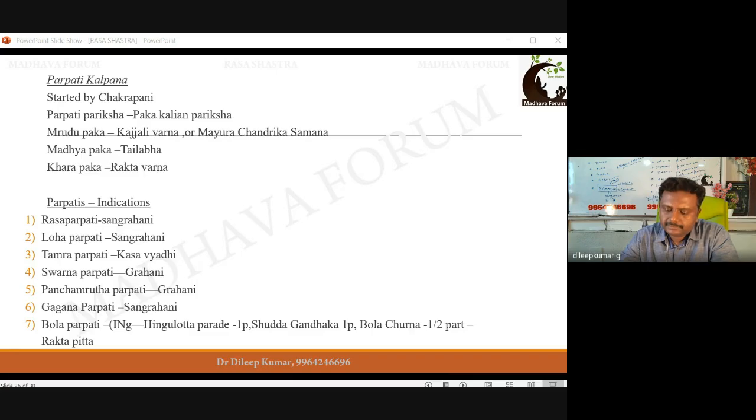Panchamrita Parpati. Tamra Parpati has good affinity towards the respiratory system as well as the liver, Yakrut. Somanatha Tamra Bhasma is one preparation used in the case of hypothyroid. So these medicines can be used in hypothyroid.